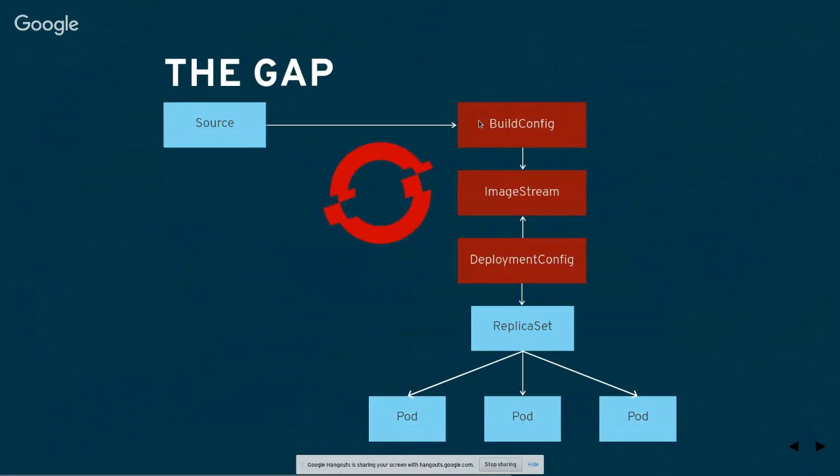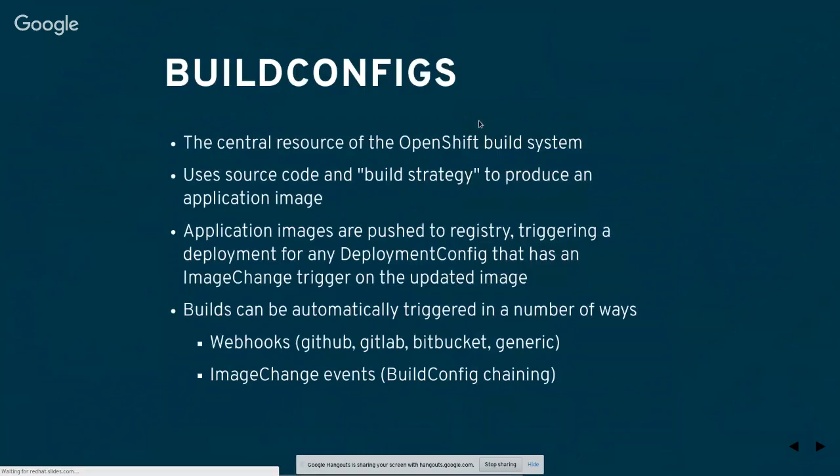This is where OpenShift comes in. So OpenShift stacks some additional components on top of Kubernetes to bridge this gap, where OpenShift has source code level knowledge and can build your images for you. So build configs are kind of the central resource for the OpenShift build system.